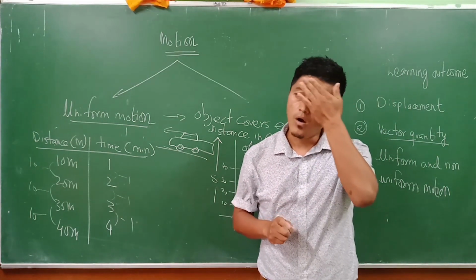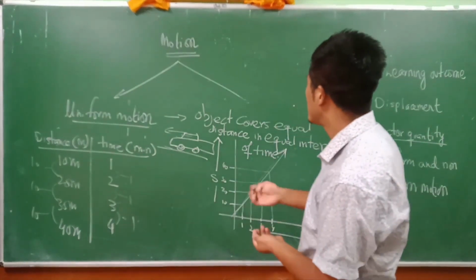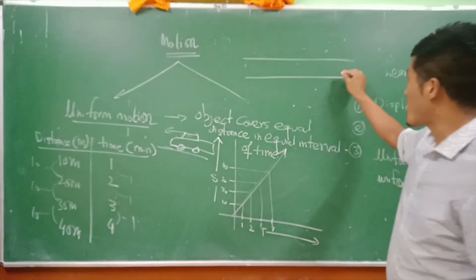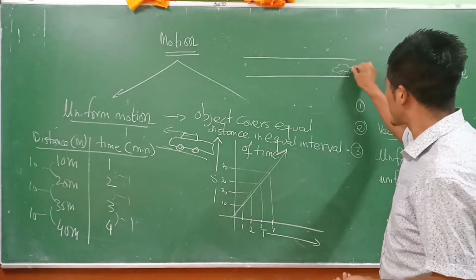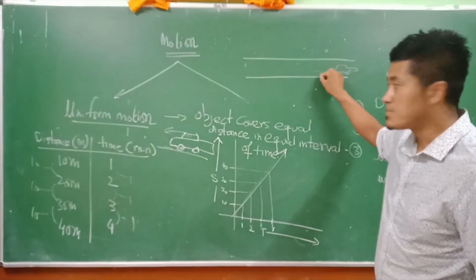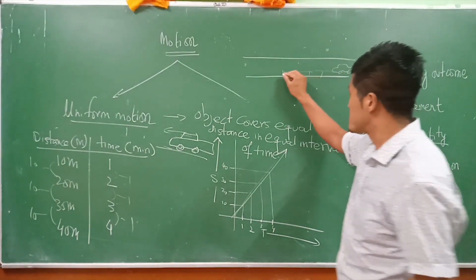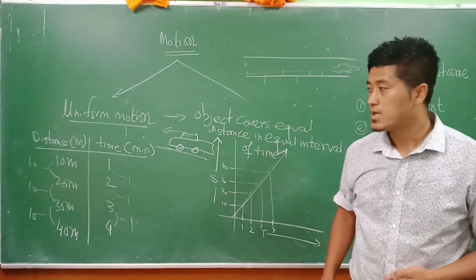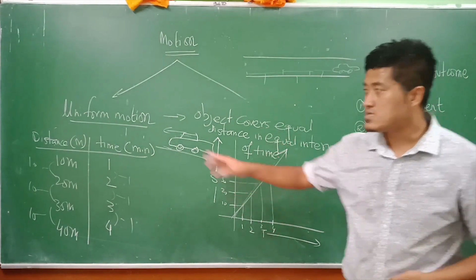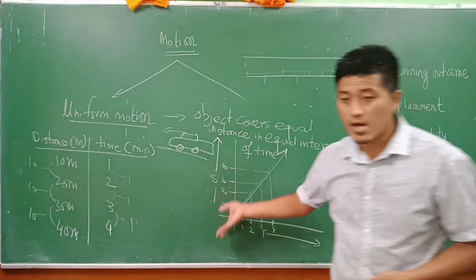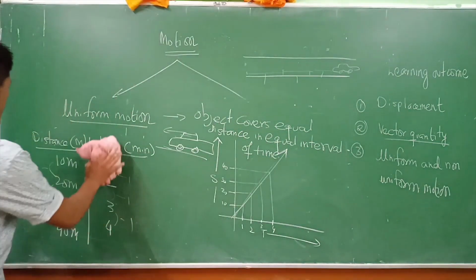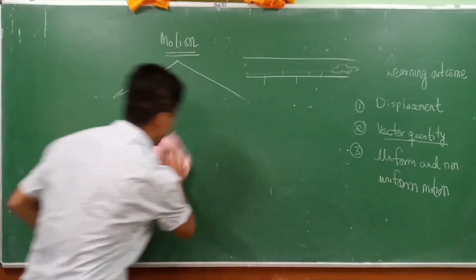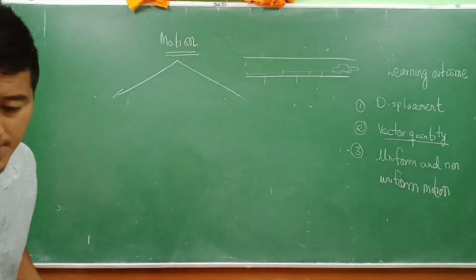For example, on a plain, straight highway, if this particular car covers 10 meters in 1 minute, then it covers another 10 meters in 1 minute, then another 10 meters in 1 minute, we call this kind of motion uniform motion. Understood? Now let's go for the non-uniform motion. It's just the exact opposite of what we have done right now, right? Okay. So, non-uniform motion.